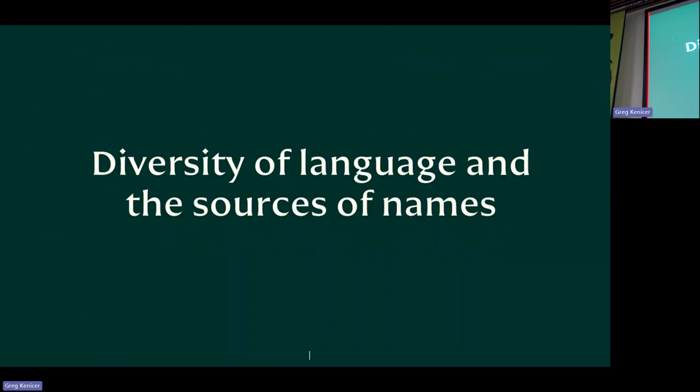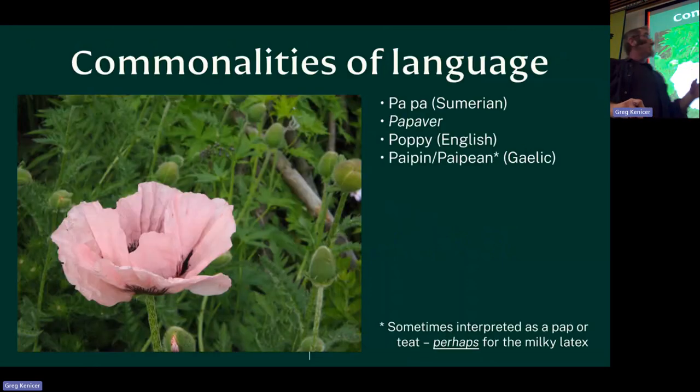in our scientific binomials, it's the same kind of thing that you find across language more widely for plants as well. So things like this, papa, recorded as papa in Sumerian, that's our best interpretation of what it might have been called, is papaver. It's poppy in English, and in Gaelic it's papin. And sometimes that's interpreted as relating to a pap or teats. And that might be because it produces this latex. And that might just be me over-interpreting stuff.